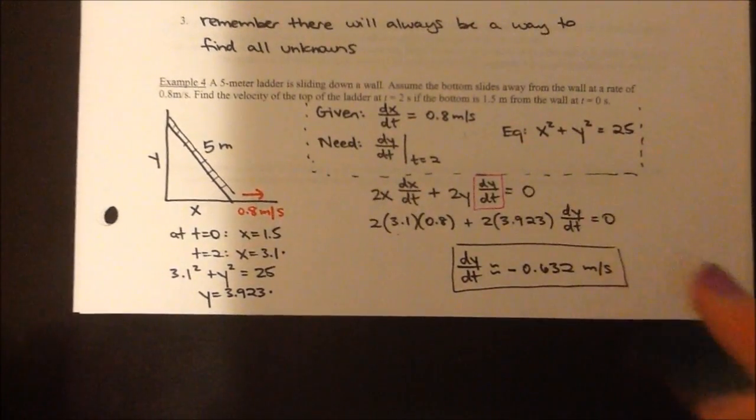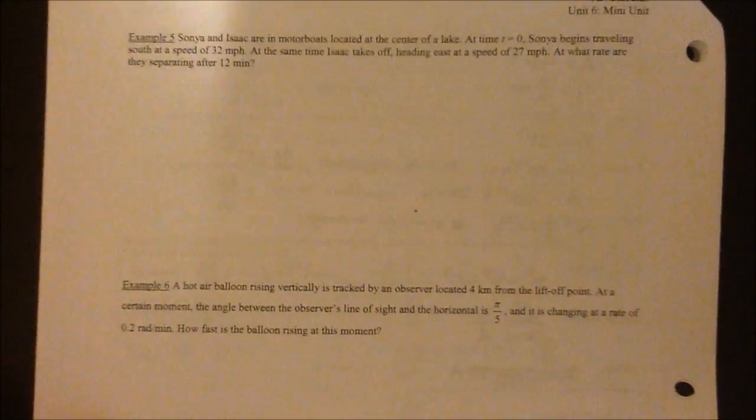This is a really classic Pythagorean example. Flip to the next one on the next page. We've got another classic Pythagorean example. We've got Sonia and Isaac. They're in motorboats located at the center of a lake. So we're going to start by setting up our picture, get all our labels and things like that.